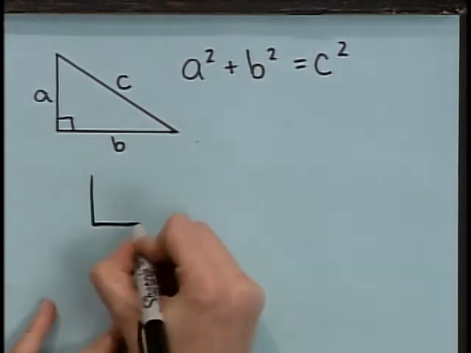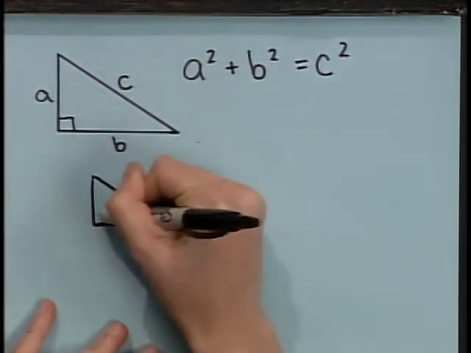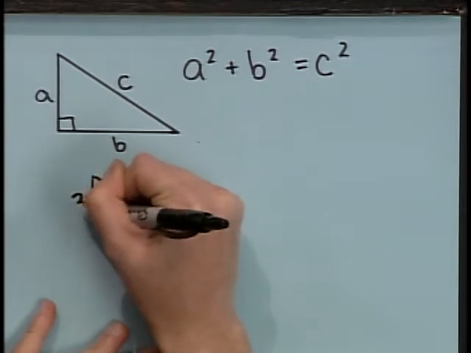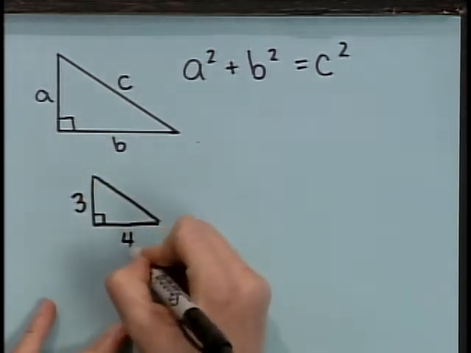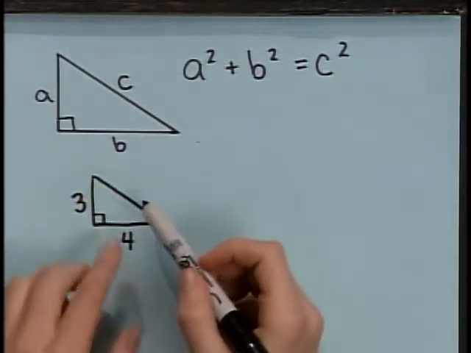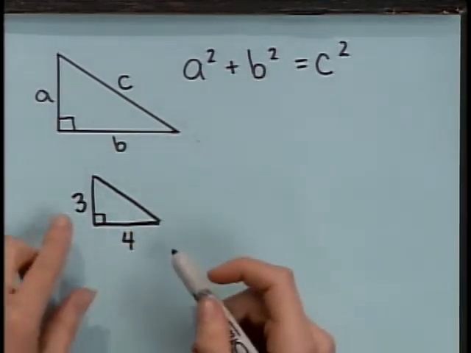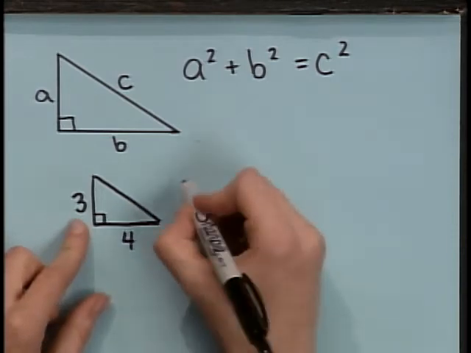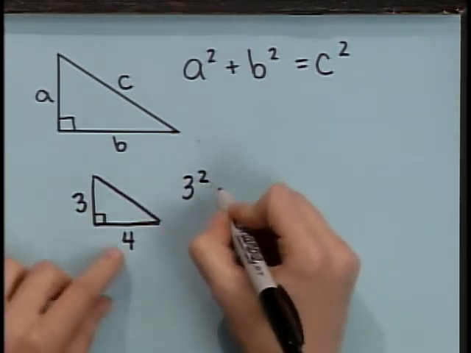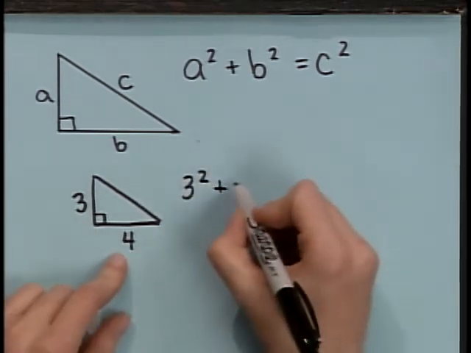Let's say you had a triangle and you knew that one side was 3 and the other leg was 4, and it was a right triangle, but you didn't know what the hypotenuse was. You would use the Pythagorean theorem. Here, a equals 3 and b equals 4.